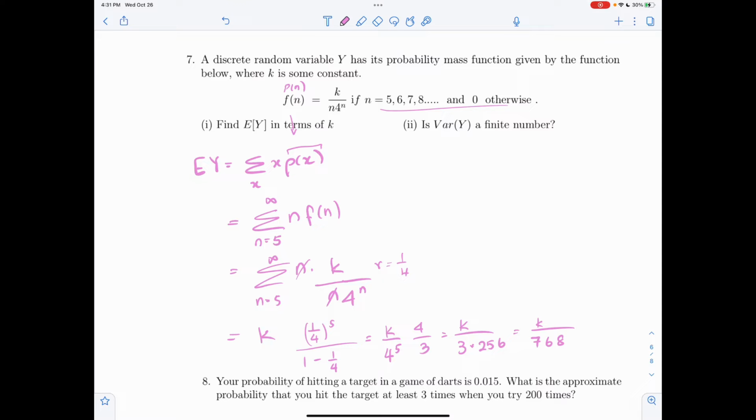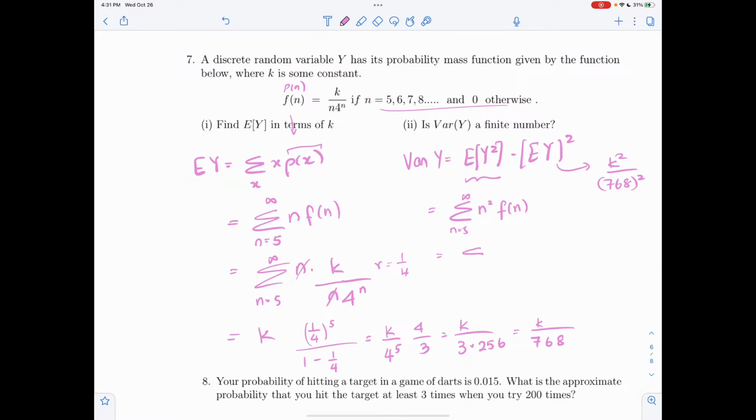mass function. Okay, next let's think about what's the variance of Y. The expected value of Y squared minus the expected value of Y whole squared. So this we know it is k squared over 768 squared. How about the expected value of Y squared? What is that? It'll be the sum of n squared times f of n. So what is it? It's the sum. Actually, maybe I should. n squared times k over 4 to the n. Okay.